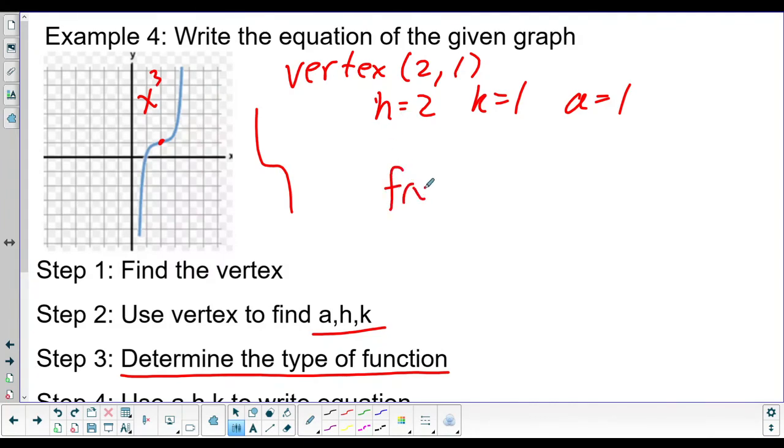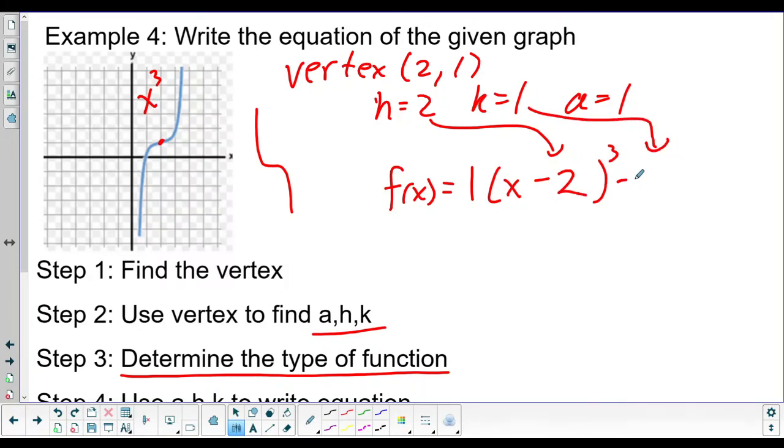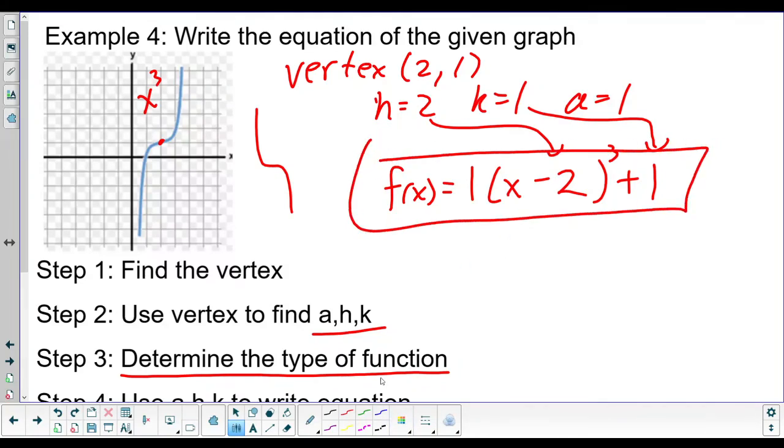F of x equals 1 for the a, parentheses, put an x inside and a cubed on it. Remember, when we put h back in, we need to switch the sign, so -2. And then when we put k in, we don't switch the sign, so we'll keep it a +1. And this is our equation. Sorry, I probably shouldn't write through the cube like that. There we go. Not too bad.